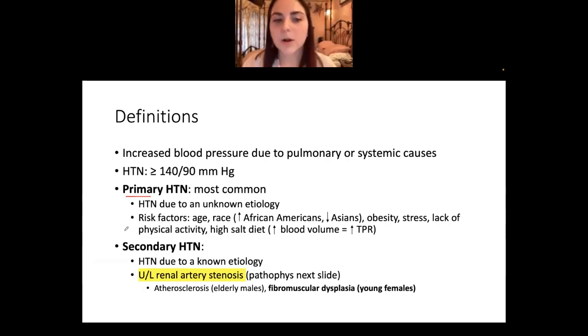And a lot of the times what causes renal artery stenosis is going to be atherosclerosis in elderly males and fibromuscular dysplasia in young females. And we'll talk about fibromuscular dysplasia. That's another one that's going to come up so frequently, just like polymyalgia rheumatica is going to come up all the time now. Fibromuscular dysplasia is going to come up all the time now. You'll just start seeing it more and more. But we'll talk about it.